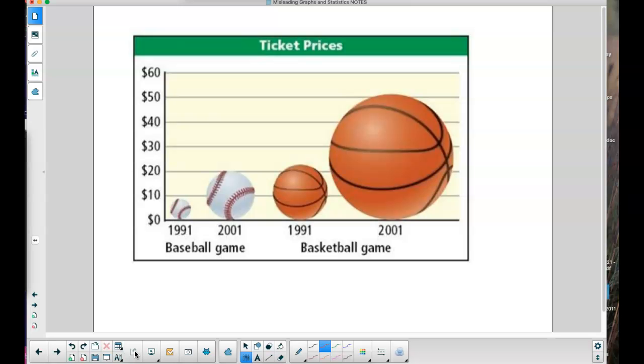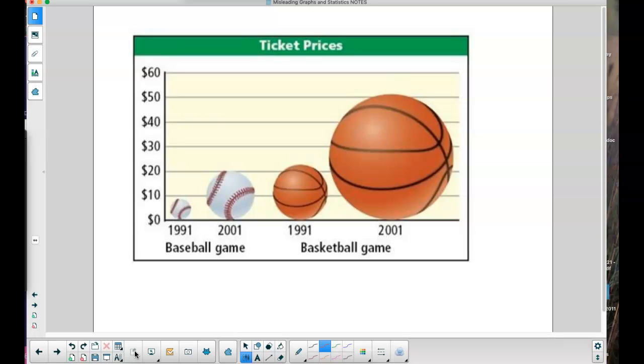Ticket prices for baseball and basketball. Caleb. First of all, they used pictures. They use pictures again. Okay, we shouldn't do that. It should just be a bar. Brooklyn. The years, they skipped a whole bunch of years in there. Okay.